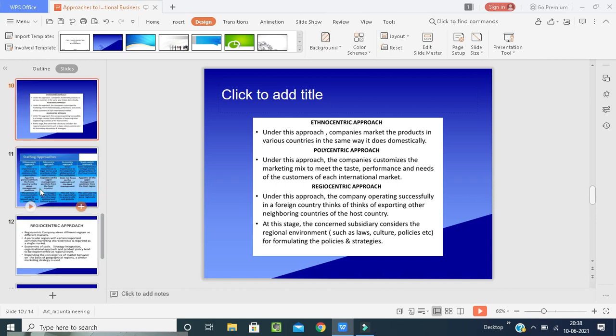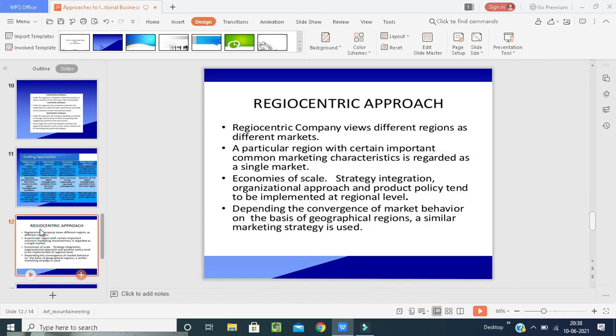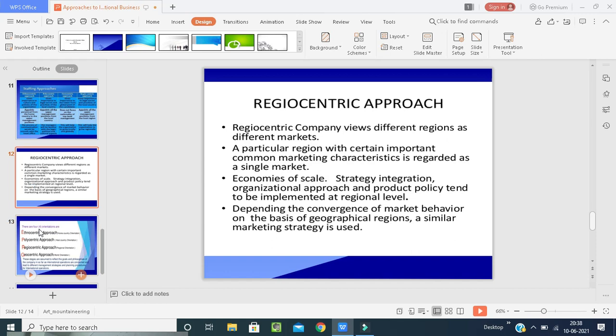Before going to the chart, we will go with the regiocentric approach. What does it include? A regiocentric approach treats different regions as different markets. A particular region with certain important common marketing characteristics is regarded as a single market. Not only that, economies of scale will be there. The policies tend to be implemented at the regional level. The market behavior on the basis of geographical regions will depend on the convergence of markets. Apart from that, a similar marketing strategy is used.